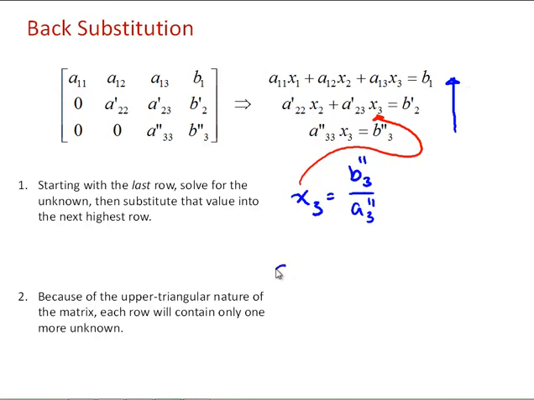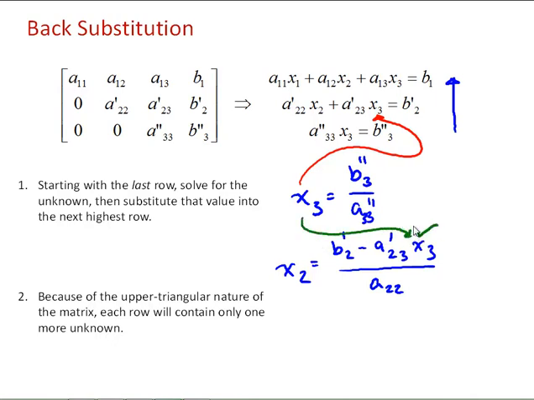And we can solve for x2 as b2 prime minus a23 prime times x3, which we know, all divided by a22. Sorry, this was a33. And in this case, we know x3, so we can solve for x2.